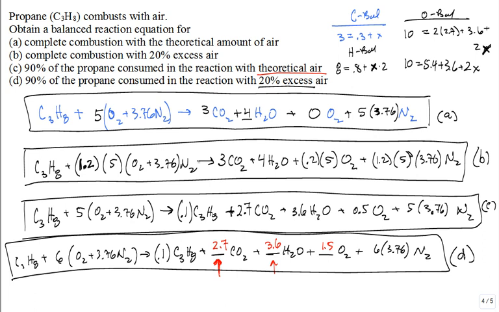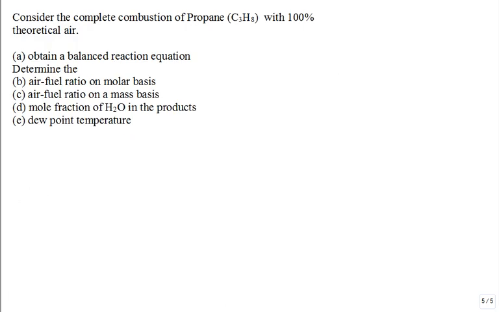That's when it ends up to be 1.5 for part D. Okay. Consider the complete combustion with 100% theoretical air. Calculate the air-to-fuel ratio on a molar basis. Well, the air-to-fuel ratio on a molar basis with 100%, we just did the propane, true? How many moles of air to how many moles of fuel? You look back and tell me.